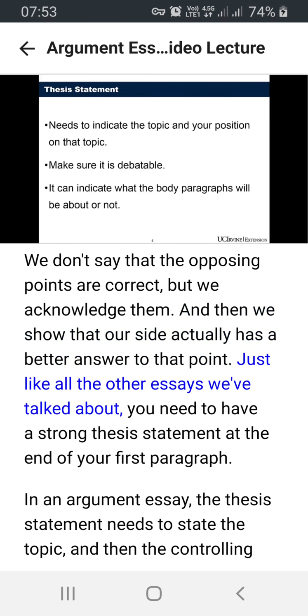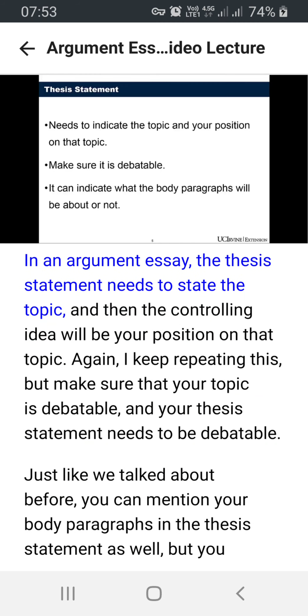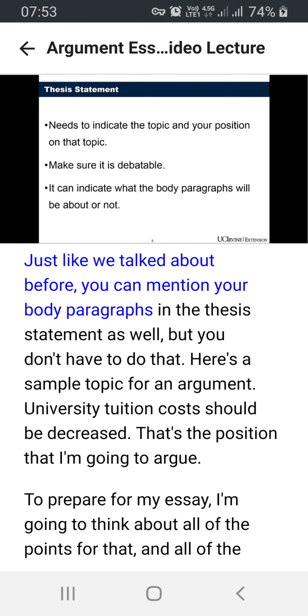Just like all the other essays we've talked about, you need to have a strong thesis statement at the end of your first paragraph. In an argument essay, the thesis statement needs to state the topic, and then the controlling idea will be your position on that topic. Again, I keep repeating this, but make sure that your topic is debatable and your thesis statement needs to be debatable. Just like we've talked about before, you can mention your body paragraphs in the thesis statement as well, but you don't have to do that.